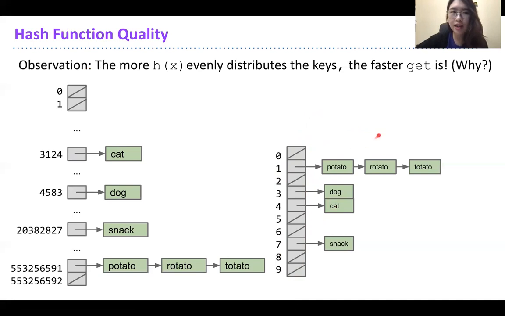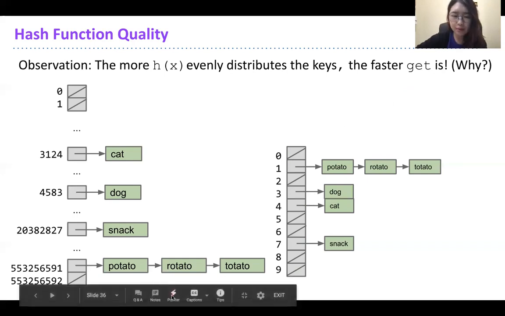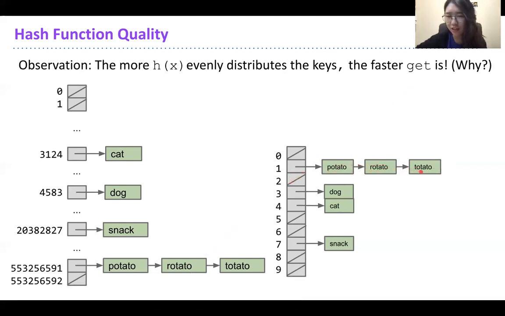Now we have to talk about hash function quality, right? It's some kind of magical box that we pass input into. But the key aspect of this hash function is that the more evenly h of x distributes the keys, the faster get is. We need to think about why that is the case. In this specific example, we can see that at index 1 we have 3 values: potato, rotato, totato, and so on, and they all end up located at index 1.